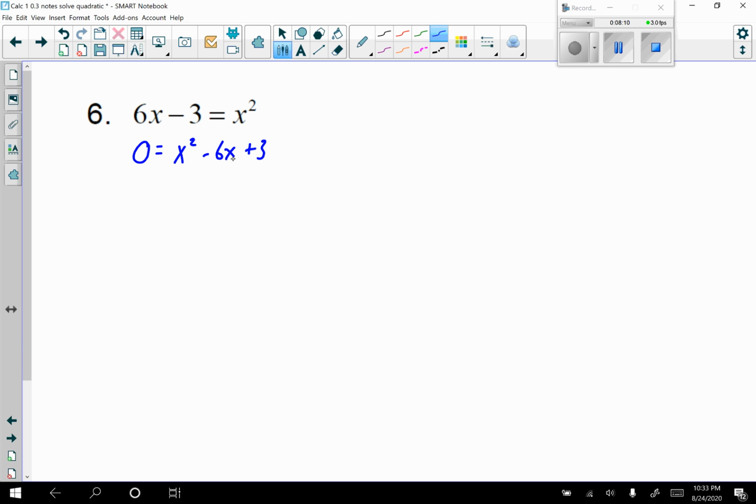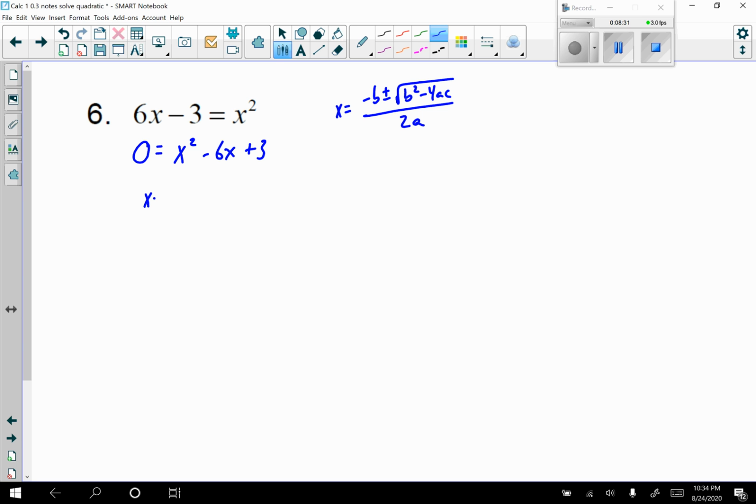So what are the other choices we have? We should know the quadratic formula. So quadratic formula, solving a quadratic. To solve for x, we've got negative b plus or minus the square root of b squared minus 4ac, all over 2a. There's our quadratic formula. A, B, and C are the coefficients. That's one way to solve this.